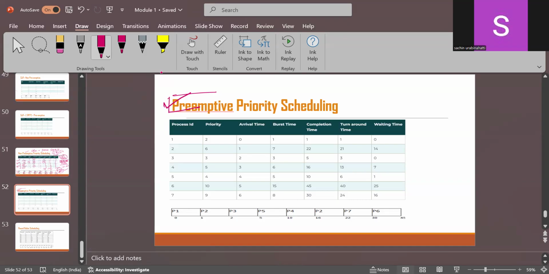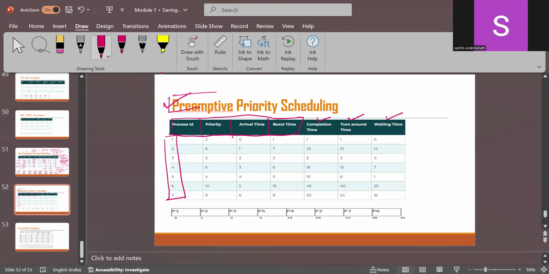Quickly we will move on to solving the problem. The given data has 7 processes, and each process is given a priority: 2, 6, 3, 5, 4, 10, and 9, along with the arrival time and the burst time. So this is the given data for process ID, arrival time, priority, and burst time. What is to be calculated? The completion time, the turnaround time, the waiting time, and the average turnaround time and average waiting time.